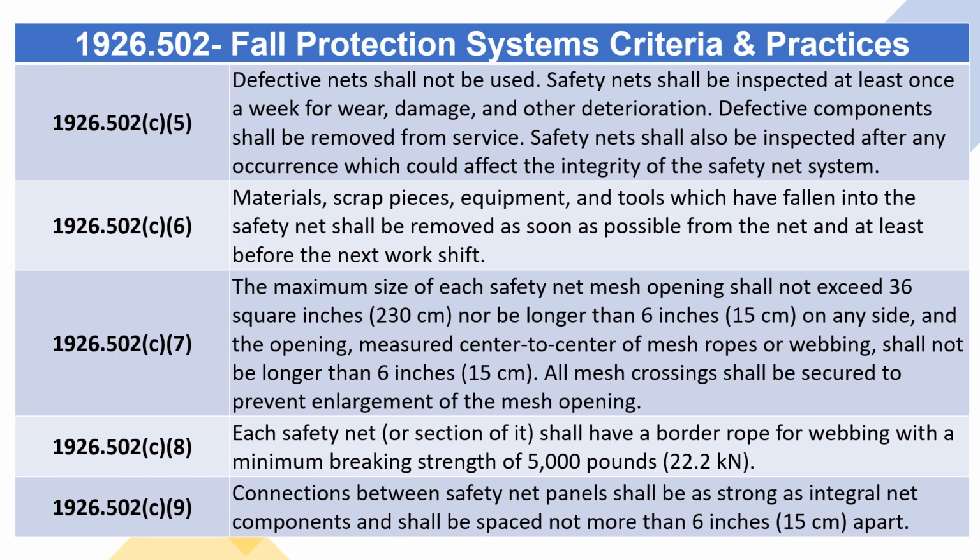1926.502(c)(5). Defective nets shall not be used. Safety nets shall be inspected at least once a week for wear, damage, and other deterioration. Defective components shall be removed from service. Safety nets shall also be inspected after any occurrence which could affect the integrity of the safety net system.